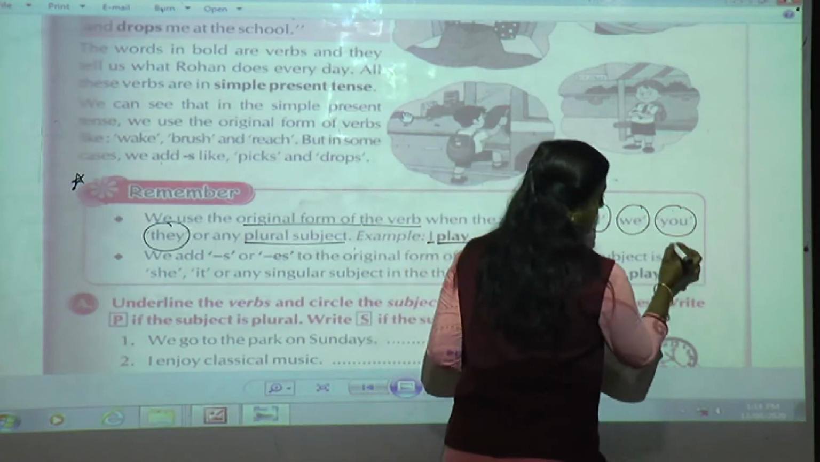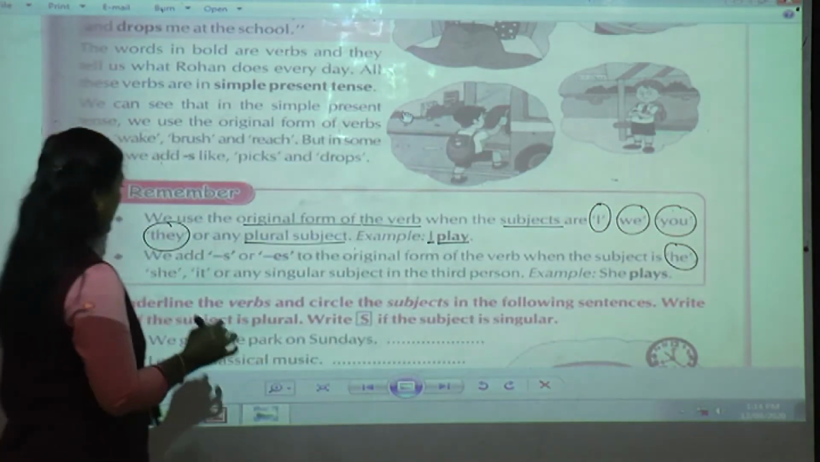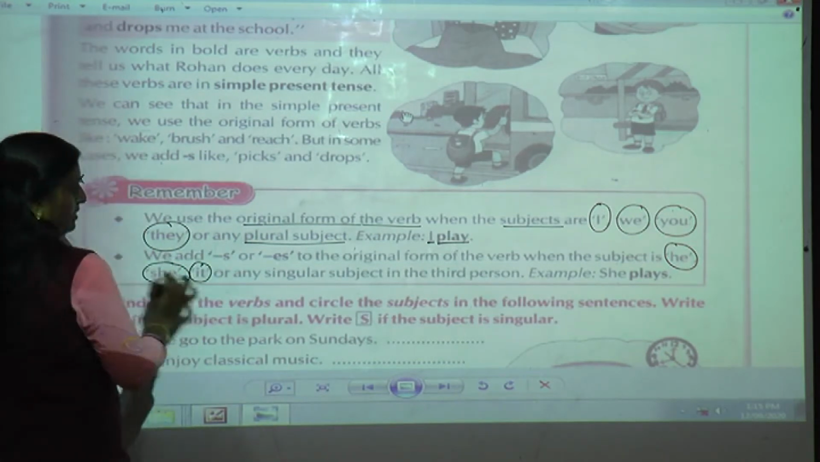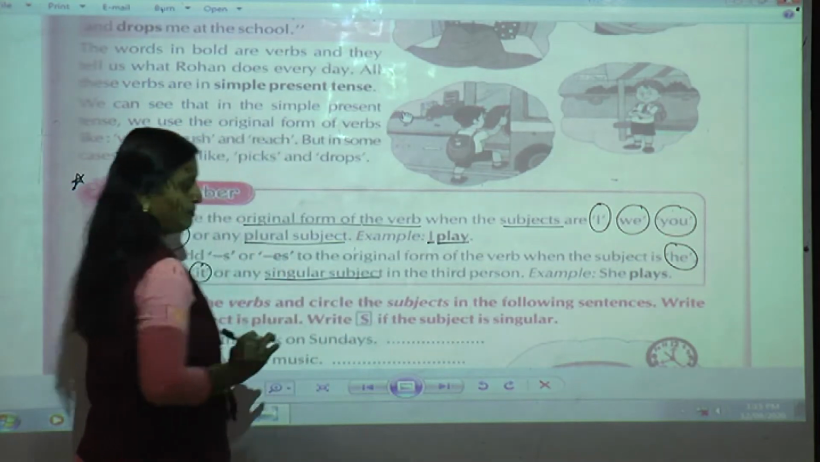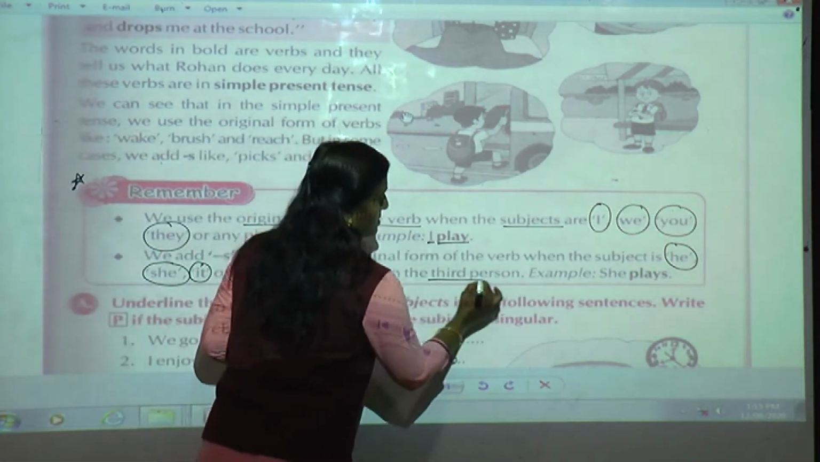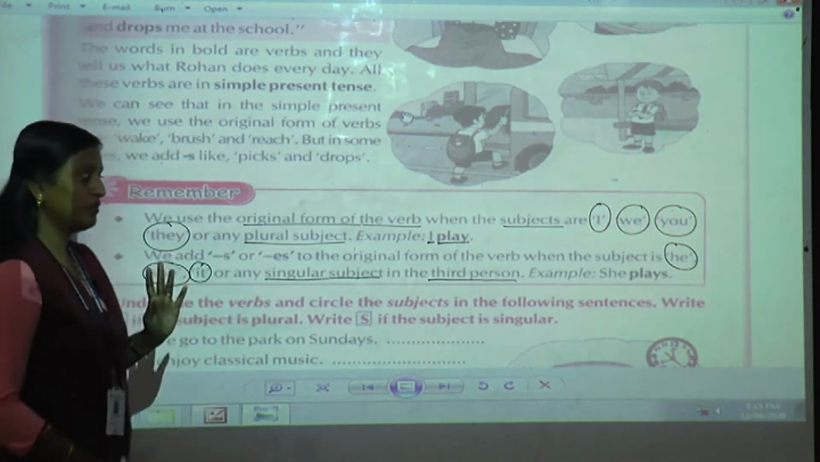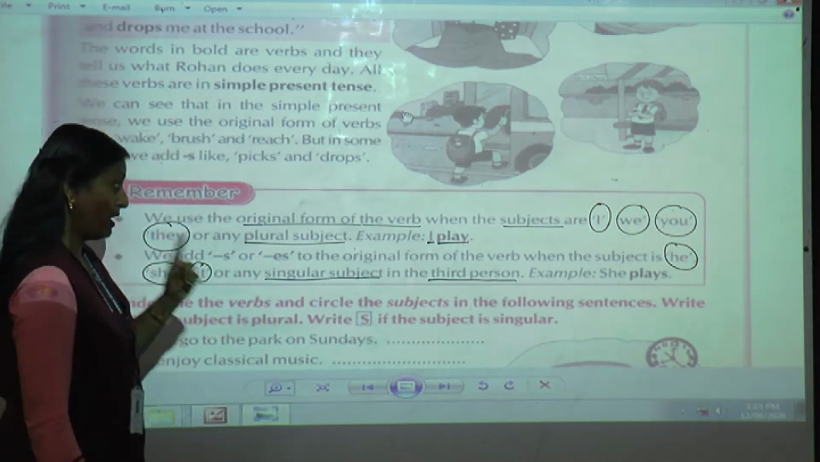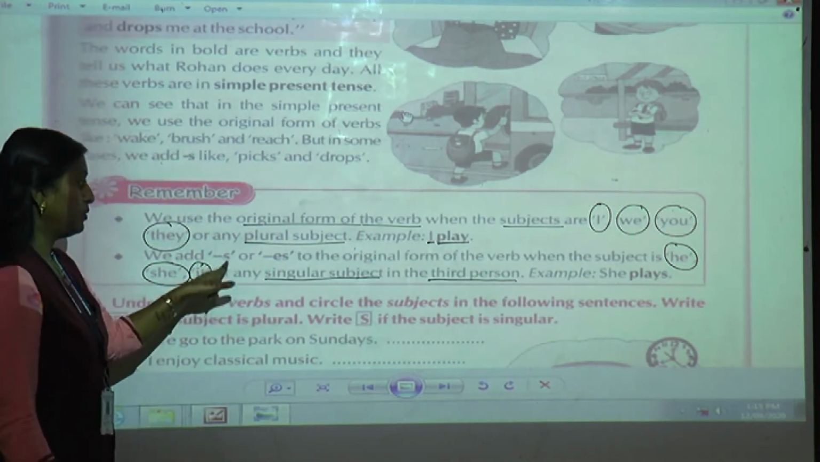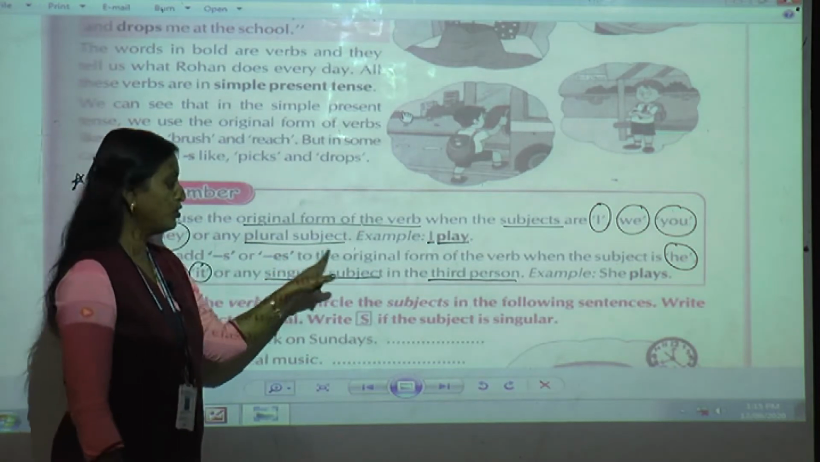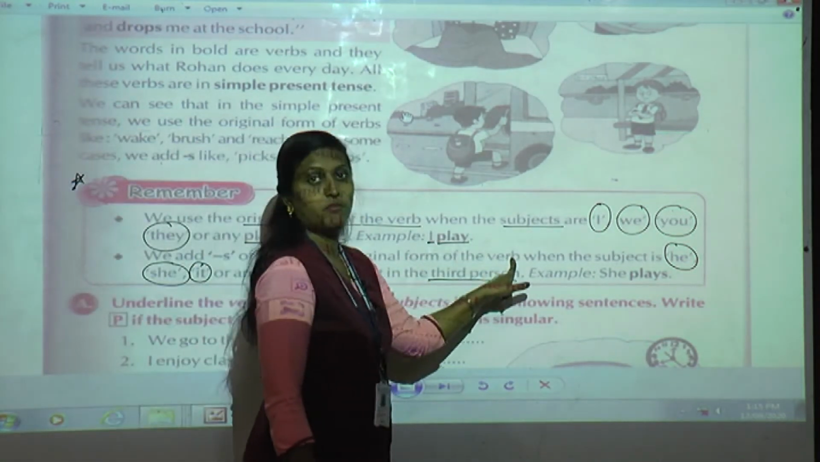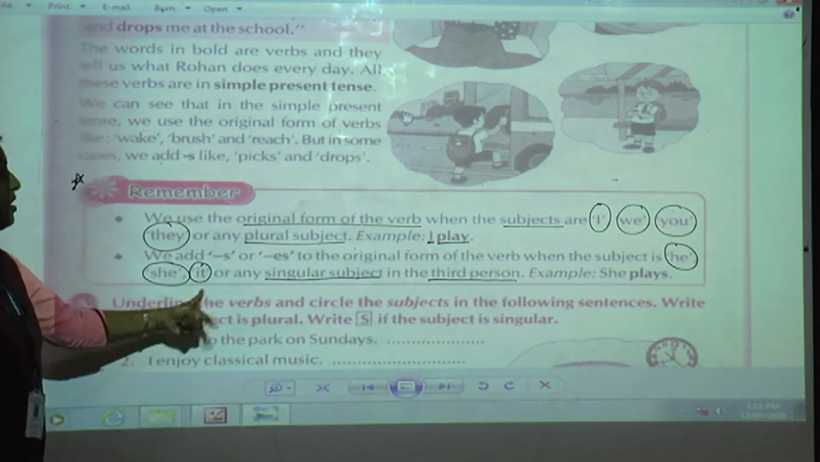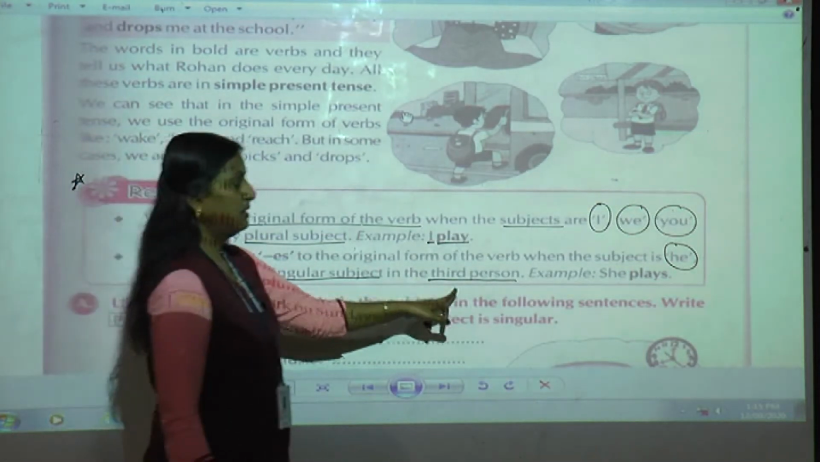When the subject is he, she, that is pronoun, it, or any singular subject in the third person. We have learned in the verb lesson first person, second person, and third person. So he, she, it, they are all in the third person. Again I will repeat, student. We are going to add s or es to the original form of the verb when the subject is he, she, it, or any singular subject in the third person.